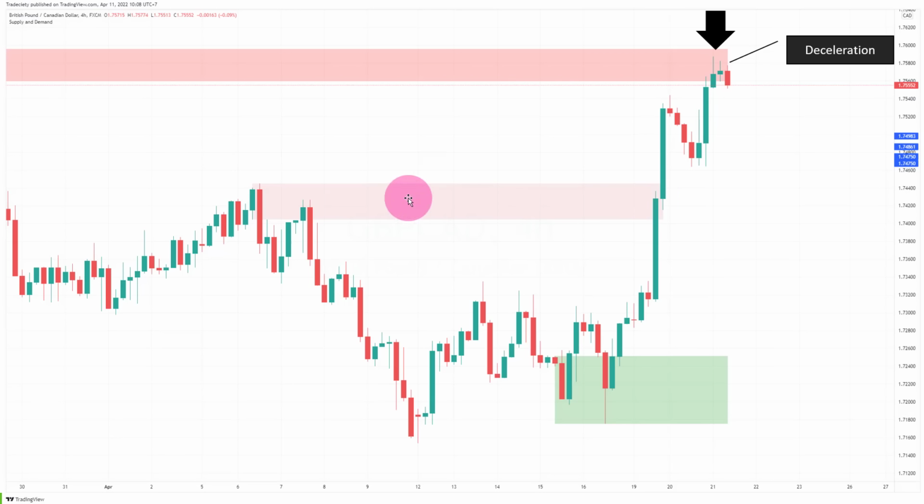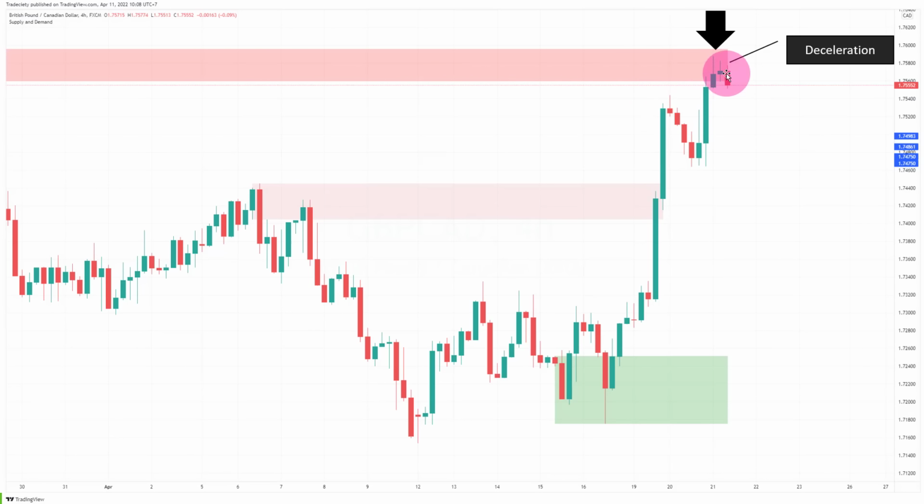So we don't just trade supply and demand zones blindly, which is very important for any topic and any concept, whether you use support and resistance, or whether you look at the previous highs and lows. You never trade them blindly. You always want to wait for some other type of confirmation or signal around it.